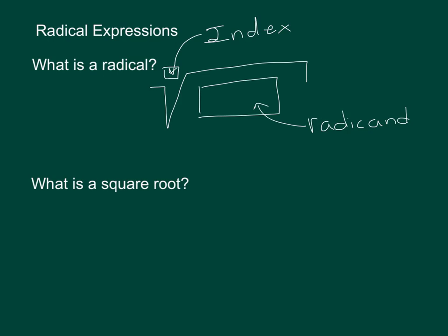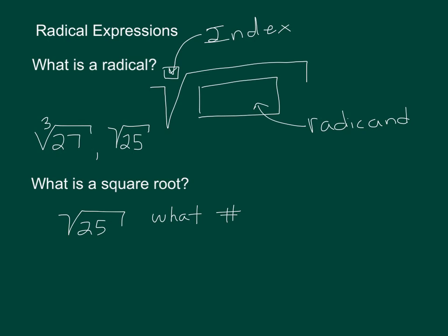So we might have something that looks like the cube root of 27. We might have the square root of 25. Notice that with the square root we don't have to put the number there because we're assuming it's a 2. So in general, what is a square root? Well, when we say what is the square root of 25, we're saying what number squared gives us 25.